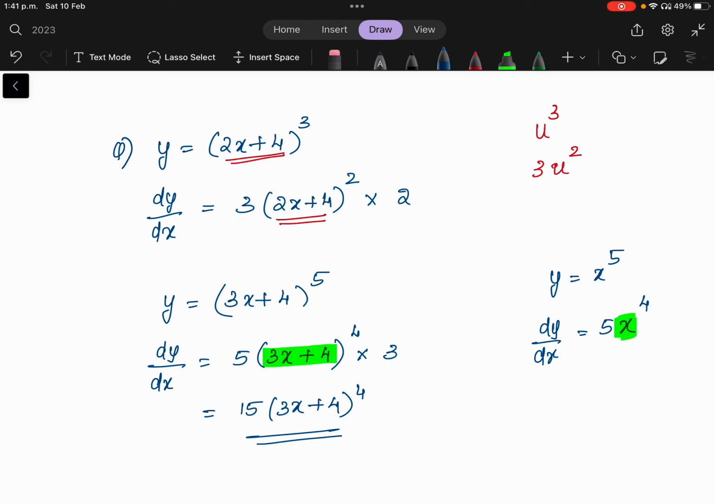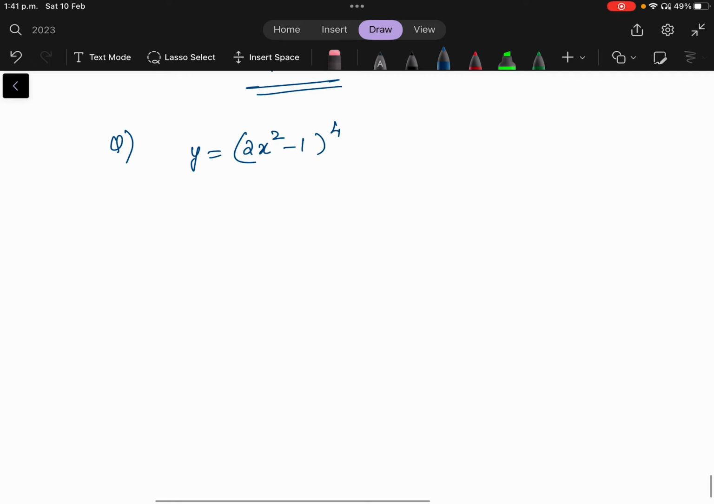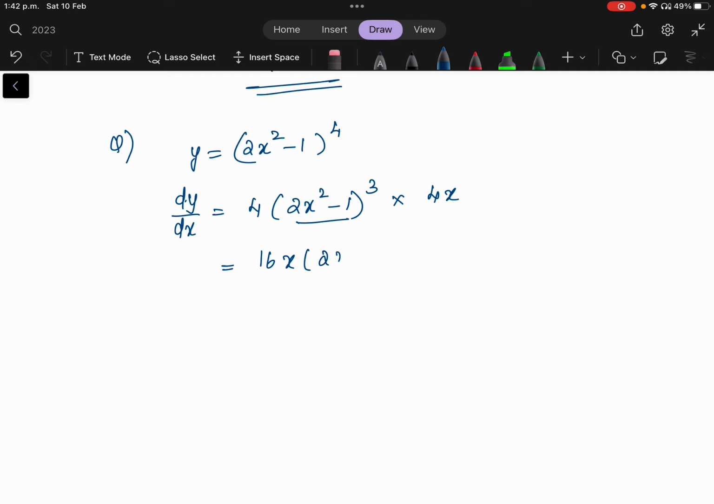Let's do another question. y is equal to 2x square minus 1 to the power of 4. So dy over dx will be equal to 4 times 2x square minus 1 to the power of 3. Is this x? No, it's different from x, so differentiate it again: 4x. Then that will be equal to 16x times 2x square minus 1 to the power of 3.